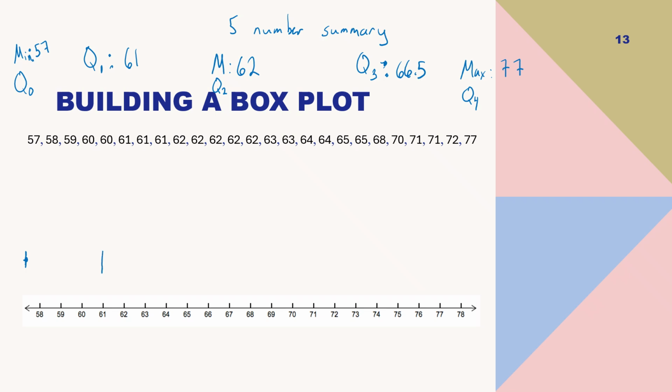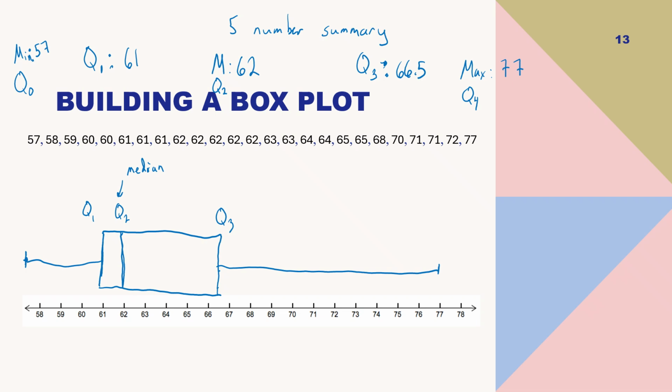I put Q1 at 61. I make a bigger line to show it's part of the box in the box plot. Here's my median at 62. It's another line. And then at 66.5, I have the other end of my box. So remember, in a box and whisker plot, we always have Q1, Q2 or the median, and Q3 forming the different parts of the box. And then the min and max come out as whiskers, as they're sometimes called. And this one has a whisker going out to 77.